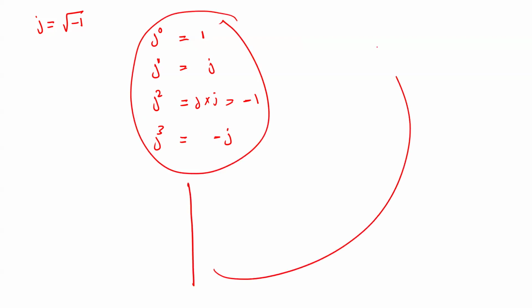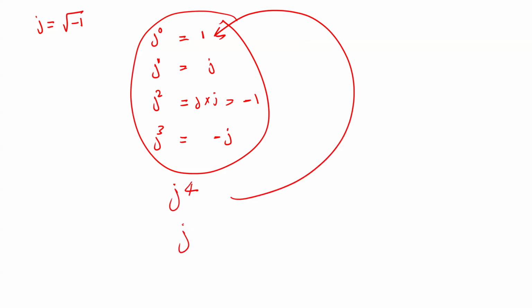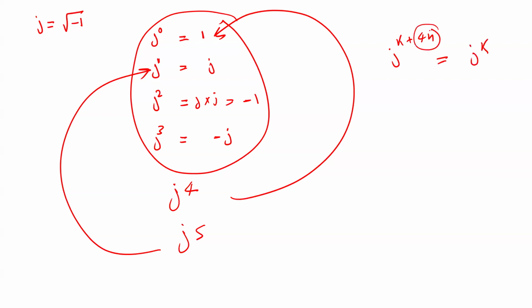Any number after that is going to go back to here. For example, if I calculate J to the power of 4, this one will be similar to this one. J to the power of 5 will be similar to this one, and so on. So it's going to rotate again. That's why in general I will say J to the power of K plus 4N equals J to the power of K. So any multiple of 4 has to be cancelled, because J to the K plus 4N is equal to J to the K times J to the 4N, and J to the 4N is 1. You got what I'm saying?